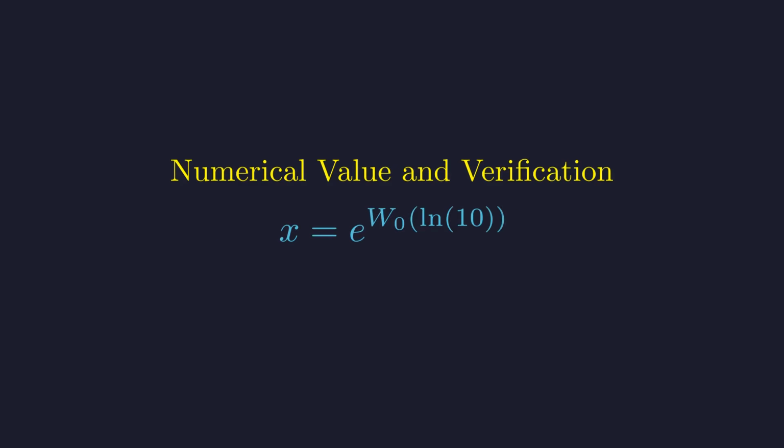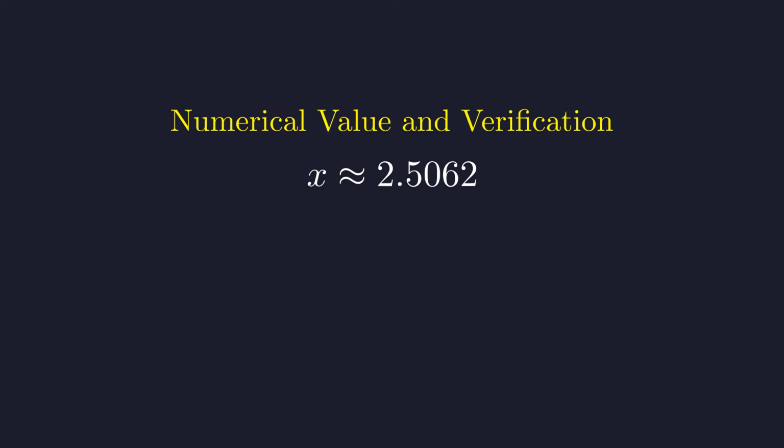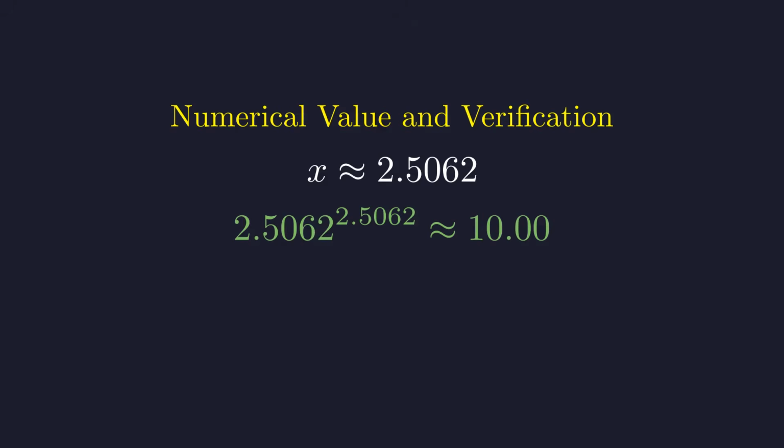Let's now calculate the numerical value of our exact solution. First, we evaluate the innermost part. The natural log of 10 is approximately 2.3026. The principal Lambert W function of this value is approximately 0.9188. Finally, calculating e to this power gives our solution, approximately 2.5062. Plugging this number back into the original equation confirms our result.